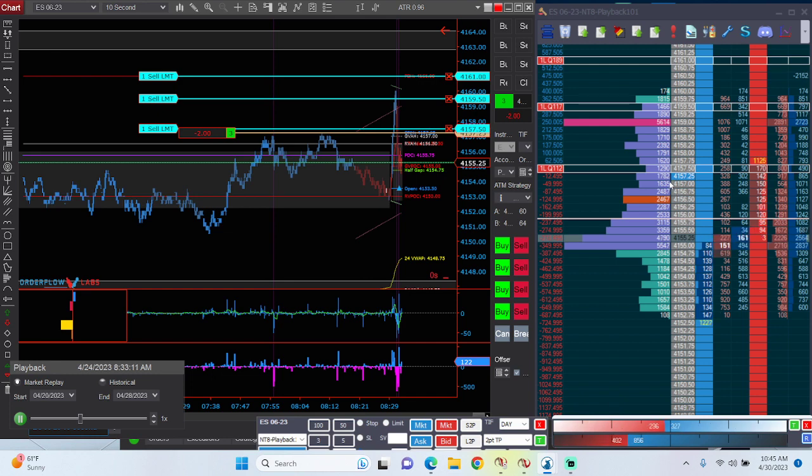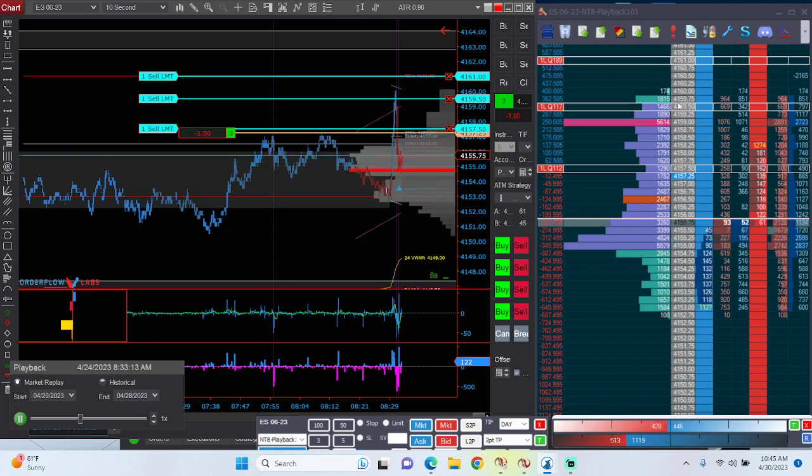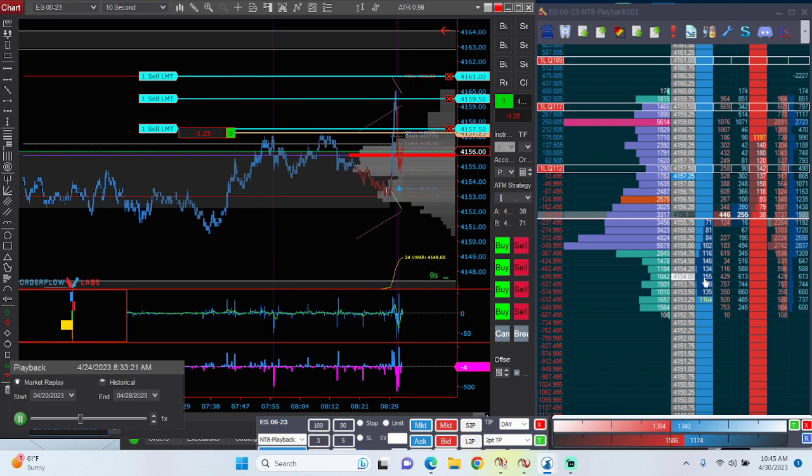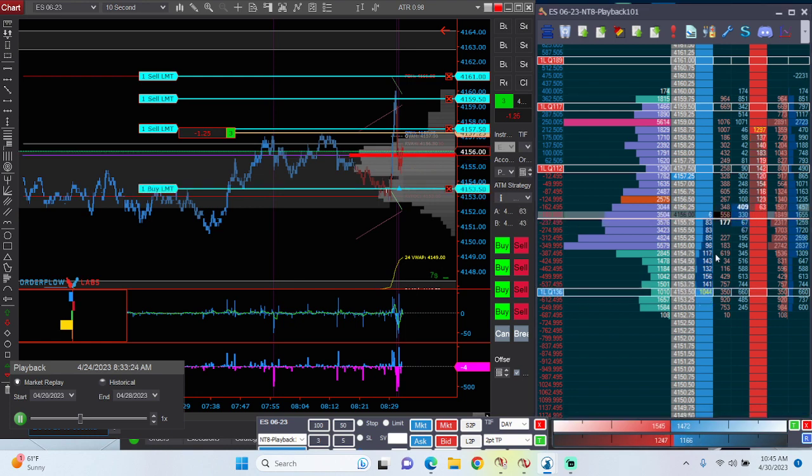Kind of playing this. I'm trading toward this ledge because that's an unfinished auction. That should resolve itself. And then our open is at 53.50. Get down there, I'll grab another contract just to kind of play.